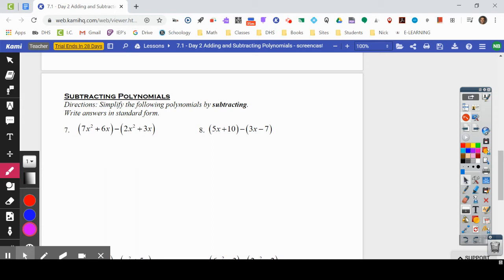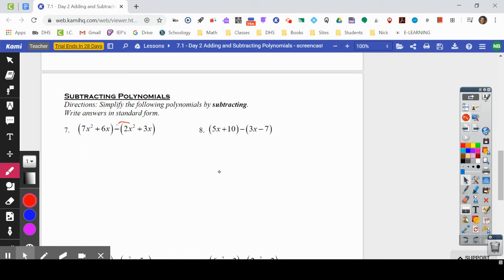So we have 7x squared plus 6x, except now we're going to subtract 2x squared plus 3x from that. Make sure you're paying attention to this step here. When we're subtracting polynomials, we have to distribute this minus sign.